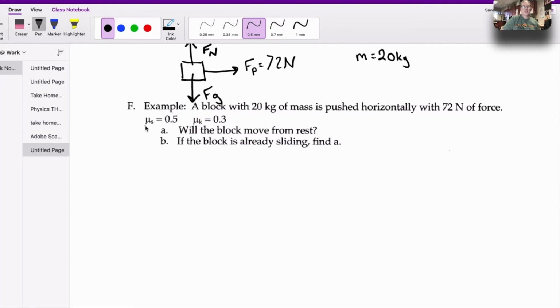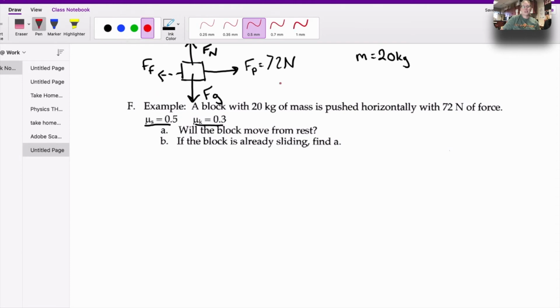And they're telling us that we have a coefficient of static friction and a coefficient of kinetic friction. Because of that, we know that there is also friction. Now, I don't know how much friction there is, so I'm going to use a bit of a dotted line because I don't know if the forces horizontally are balanced or unbalanced. They're not giving me enough information yet just in this reading.